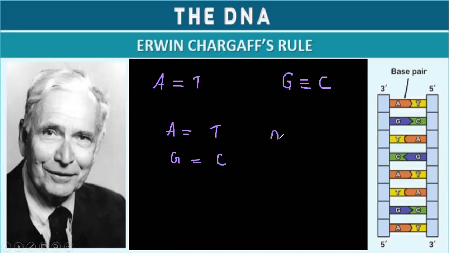And if we do the sum of adenine and guanine, we will get the sum of thymine plus cytosine, since adenine and thymine are equal and guanine and cytosine are equal. Is that clear now? Okay, fine. So this is all about Erwin Chargaff's rule.